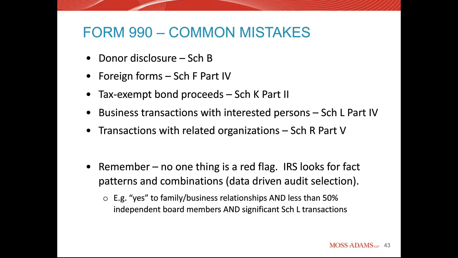And then transactions with related organizations in Schedule R, Part 5. Look at whether you're dealing with a controlled organization, an exempt organization, a disregarded entity. Some of these aren't required to be reported at all. Some have thresholds. So that takes a little bit of mapping out as well.